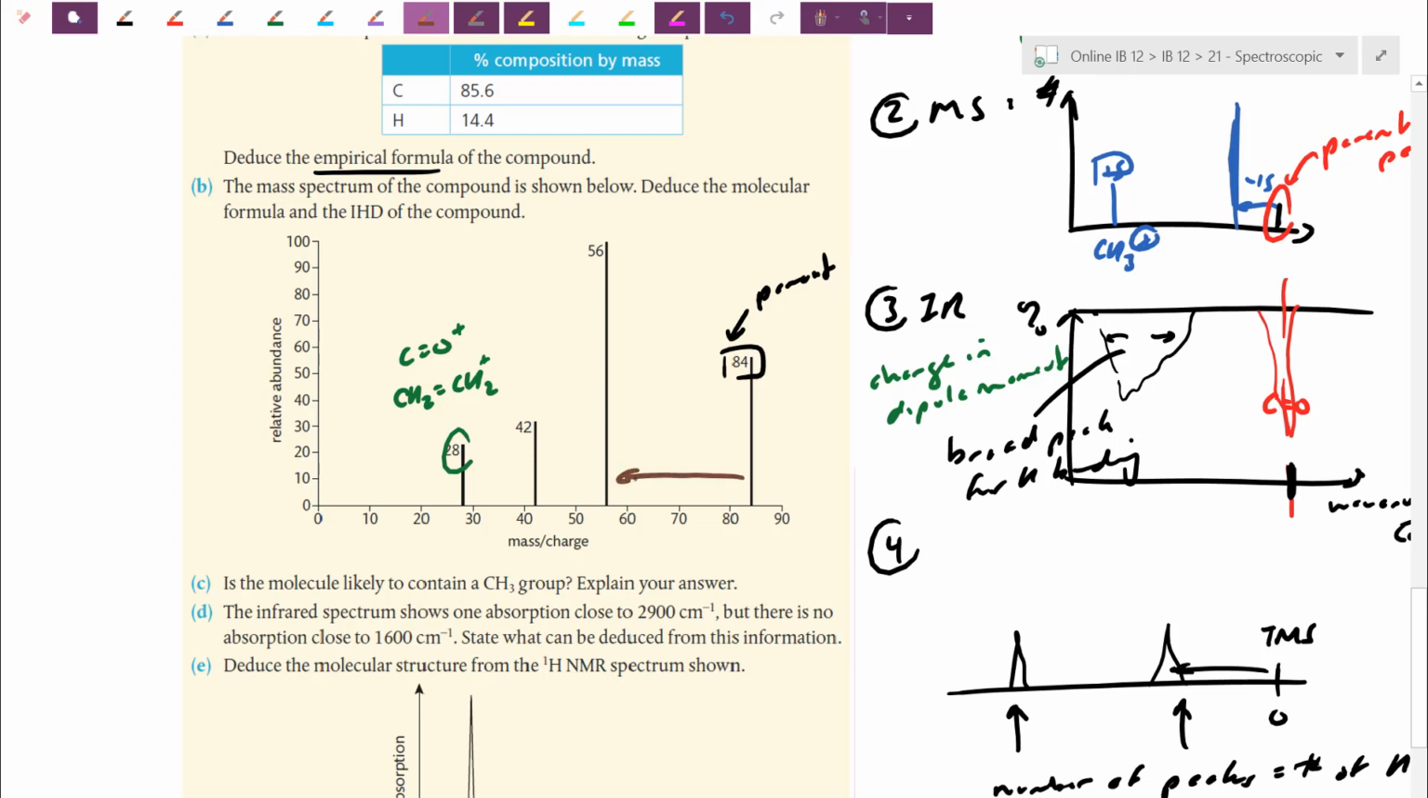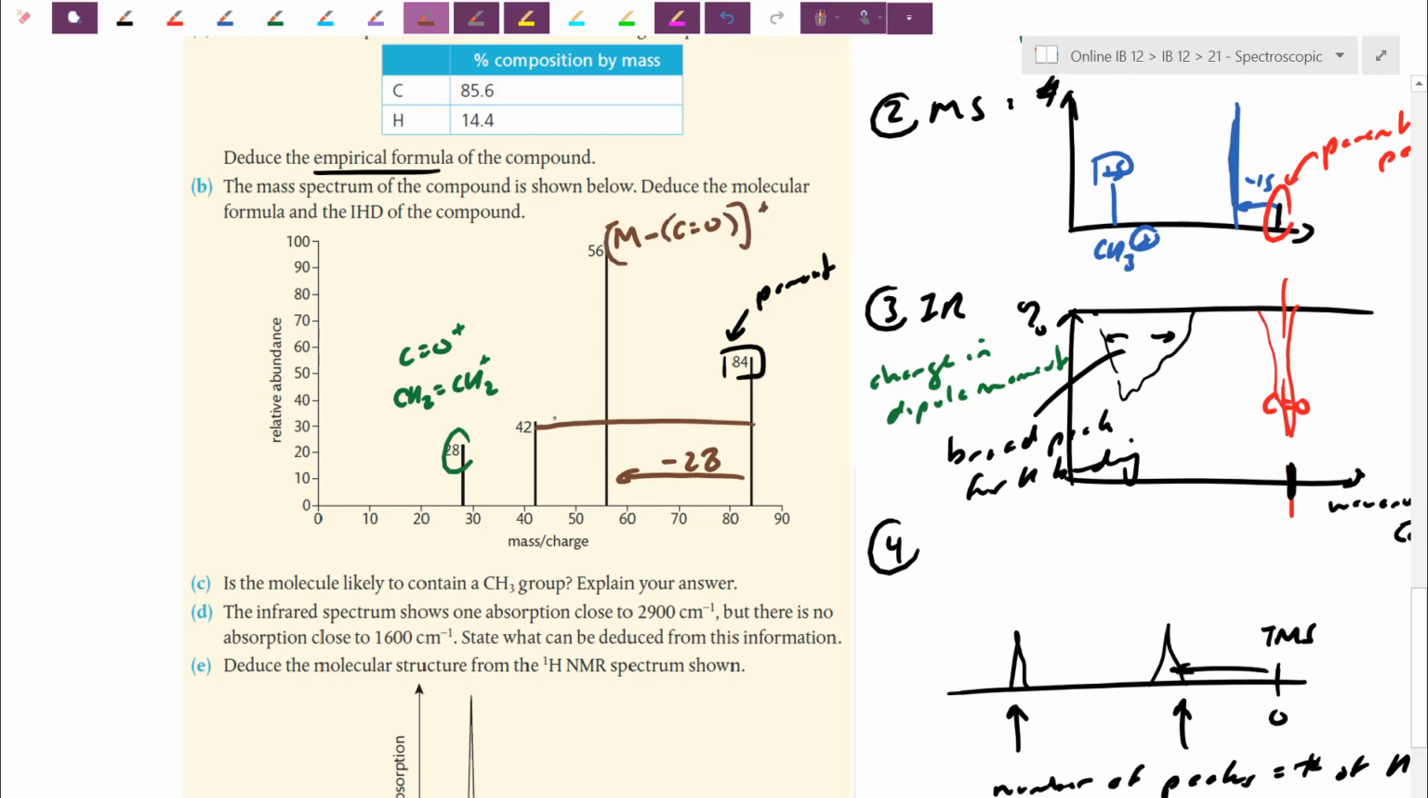84 minus 56 gives you, I had to drop by 28. Oh, great. If I end up losing a carbonyl group, this is what's left over of the molecule. It's the whole compound, but minus maybe the carbonyl group or maybe the alkene group, right? So that's a possibility as well.